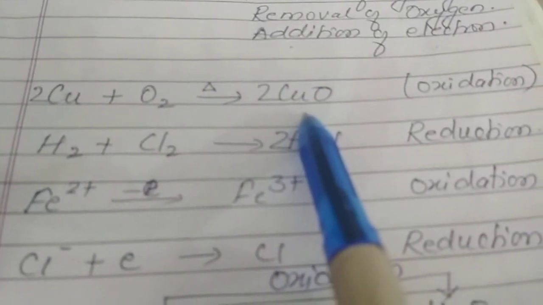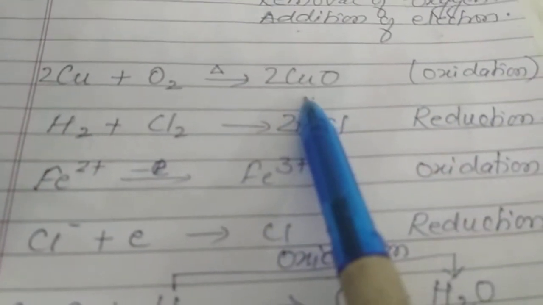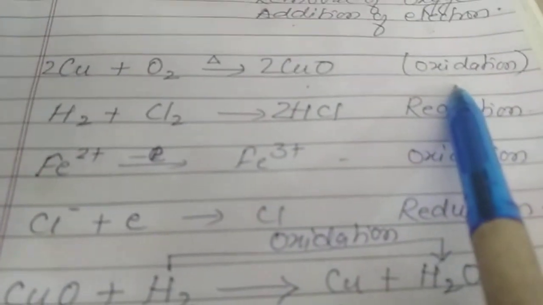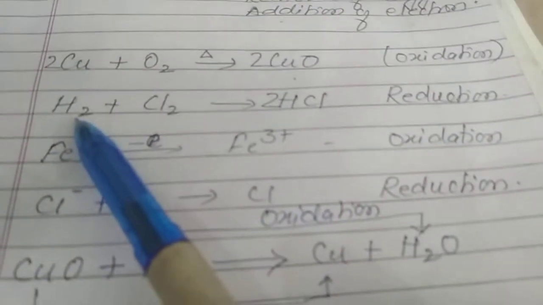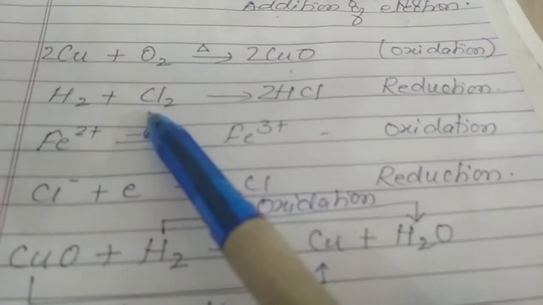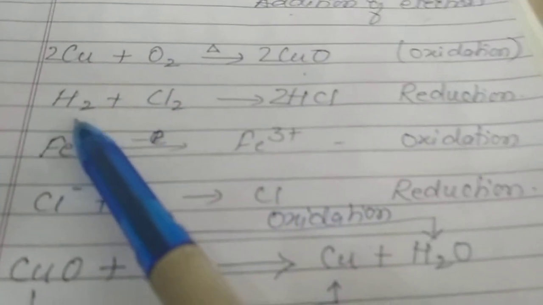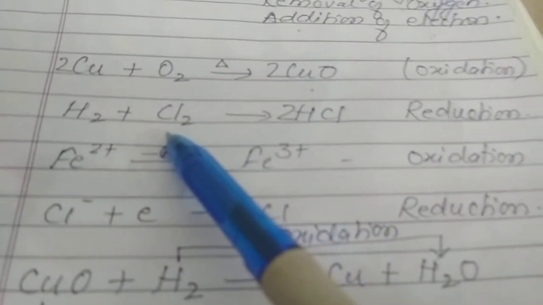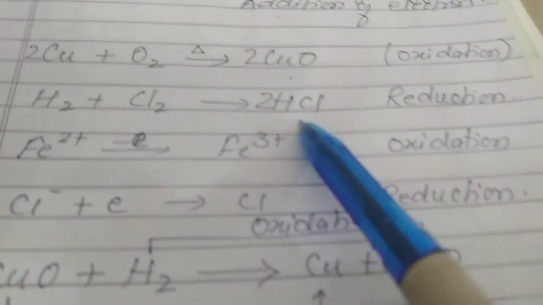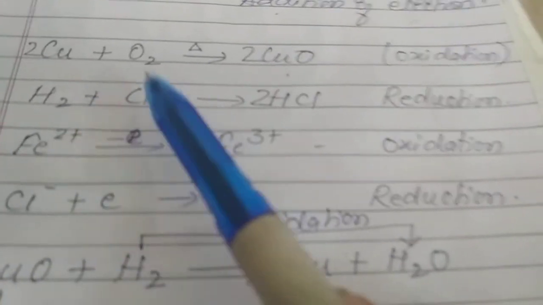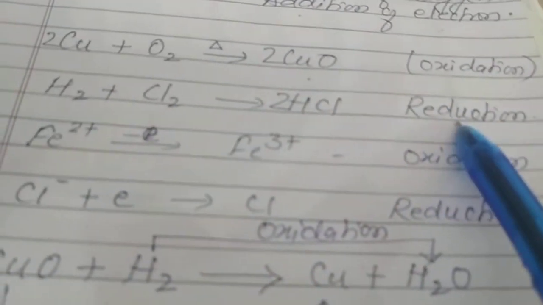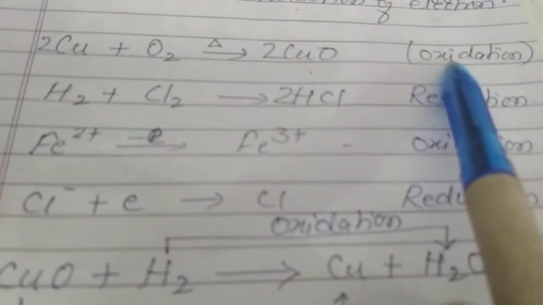Copper reacts with oxygen, forming copper oxide. That means addition of oxygen is taking place, so it is known as oxidation. And here you can see hydrogen is reacting with chlorine. Now hydrogen is being added to chlorine. Got it? So hydrogen chloride is formed. Here it is known as reduction. Here no oxidation is taking place. Here addition of hydrogen is taking place, so you call it reduction. In the earlier example, addition of oxygen was there, so you called it oxidation.